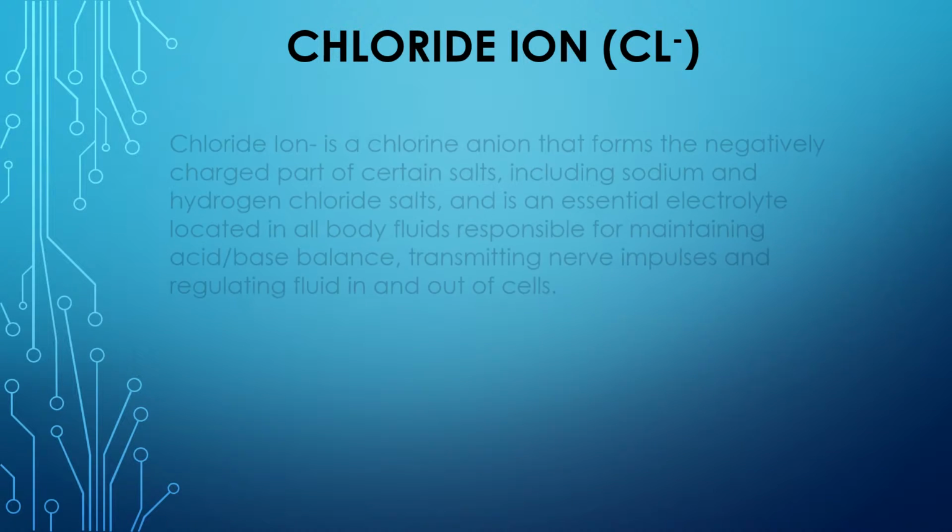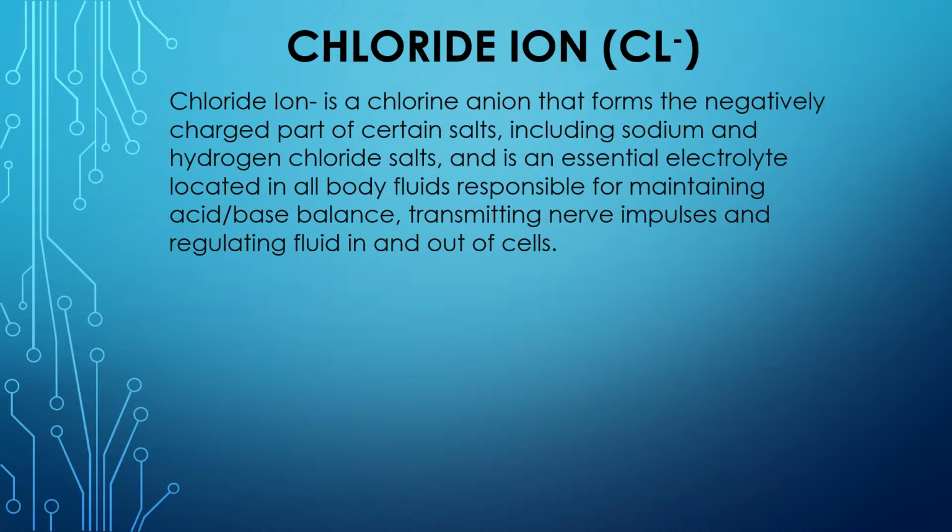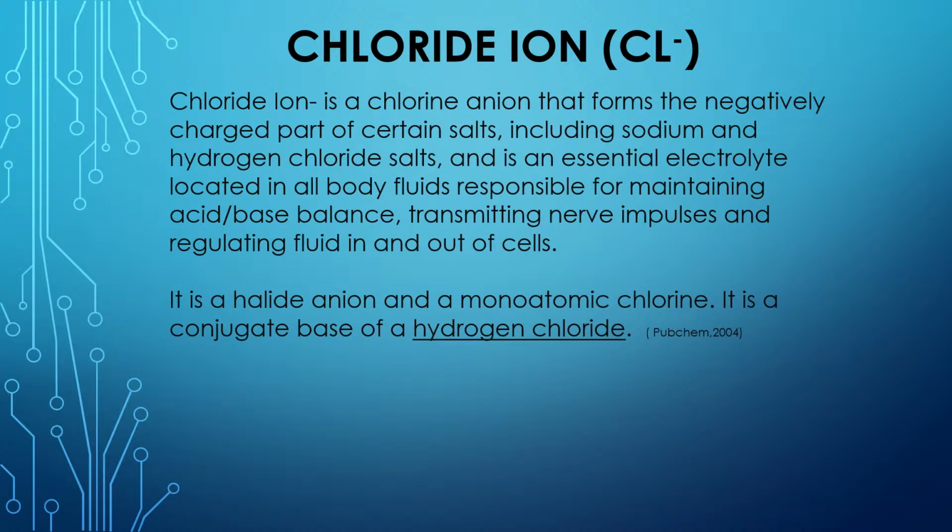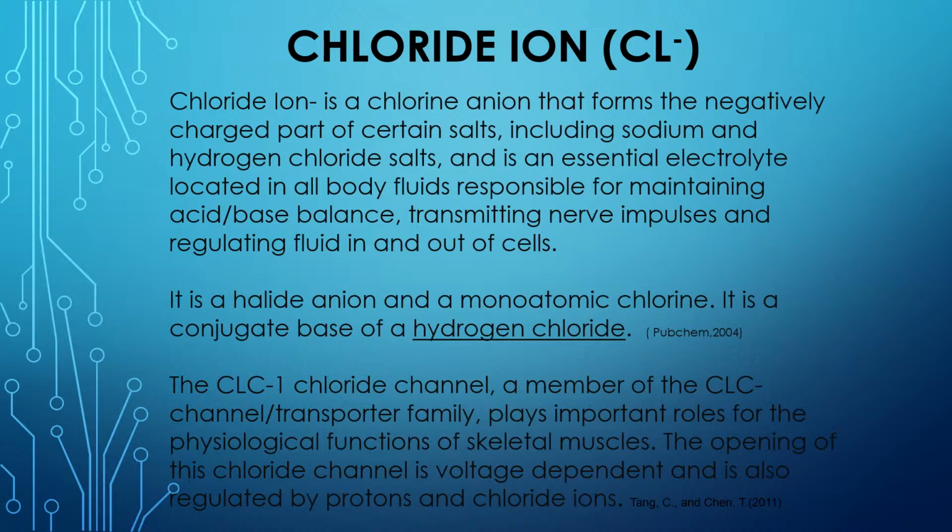Chloride ion is a chlorine anion that forms the negatively charged part of certain salts, including sodium and hydrogen chloride salts, and is an essential electrolyte located in all body fluids, responsible for maintaining acid-base balance, transmitting nerve impulses, and regulating fluid in and out of cells. It is a halide anion and a monoatomic chlorine. It is the conjugate base of hydrogen chloride.